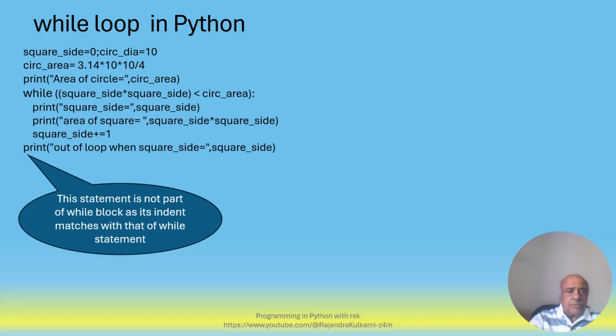Another example of while loop. We have a variable square_side which is 0, and circ_dia, the diameter of a circle, is equal to 10. I use this for the diameter of a circle, and this for the side of a square. Circle area, circ_area, is pi into d square by 4. Area of circle is 78.5.